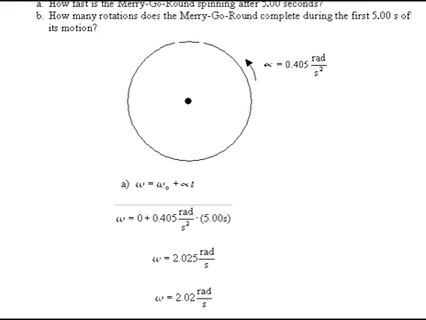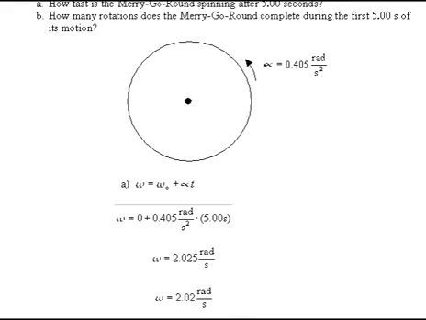Okay, in part B, they want to know how many rotations the merry-go-round completes during the first 5 seconds of its motion. How many rotations? Rotations or revolutions is actually a measure of angle, and it's usually used when the angle is bigger than 360 degrees, but it doesn't have to be. It could be some fraction of one complete rotation. But they're asking for the angle, which we generally use the symbol theta to represent.